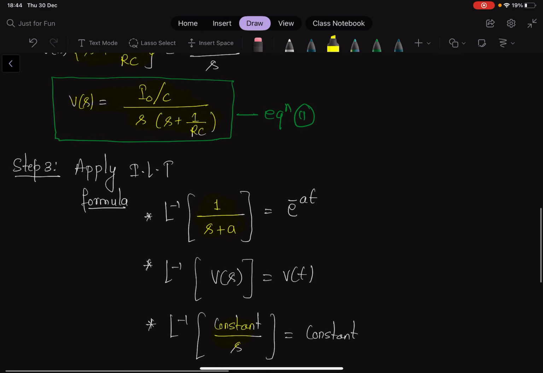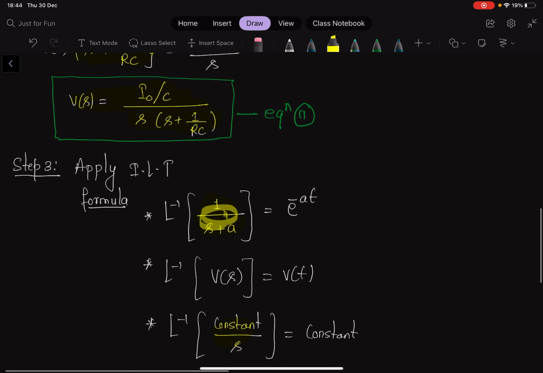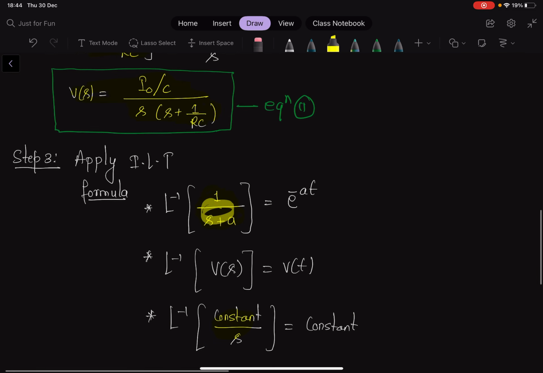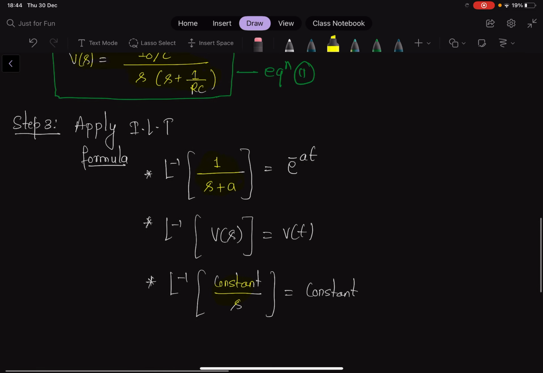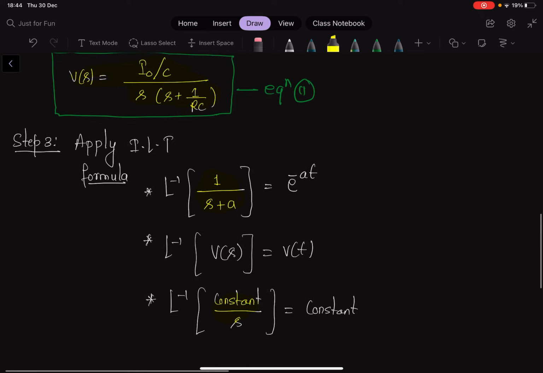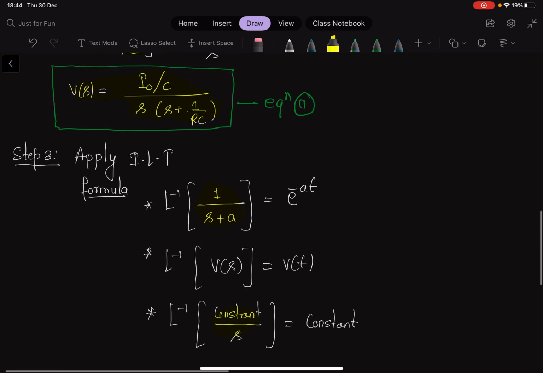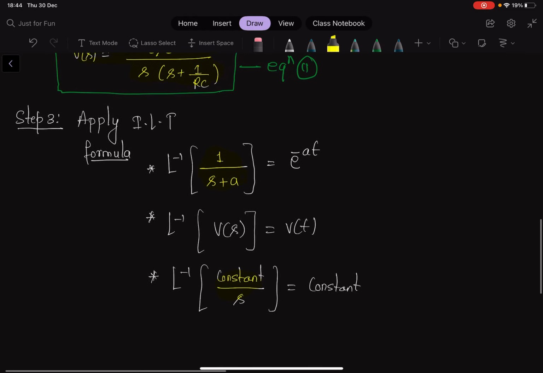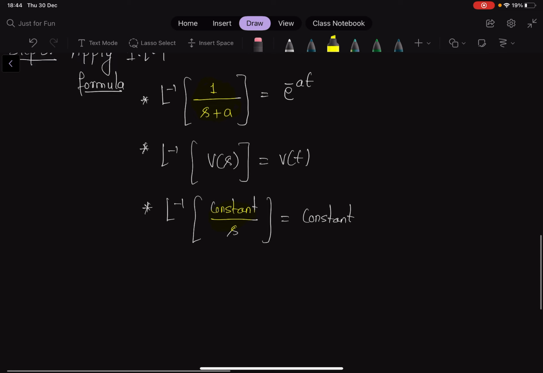And again, remember why we're doing that: because we need this standard format, this kind of format and this kind of format, and only then can we apply inverse Laplace. Otherwise we can't apply inverse Laplace here to get our right answer. So that's why we need to apply partial fractions to separate these two denominators, and we get the answer. So yeah, let's write the equation.